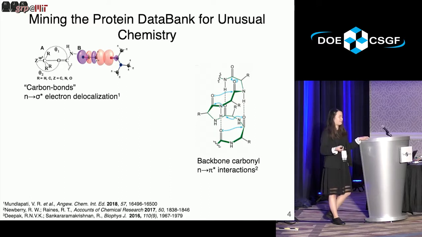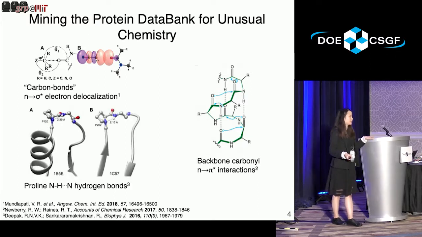Even really ubiquitous interactions have been found by mining the Protein Data Bank. For instance, all amino acids have a backbone carbonyl. This carbonyl interacts with other parts of the protein in a very weak way. But because it's so ubiquitous, these ubiquitously weak interactions add up to have some impact.